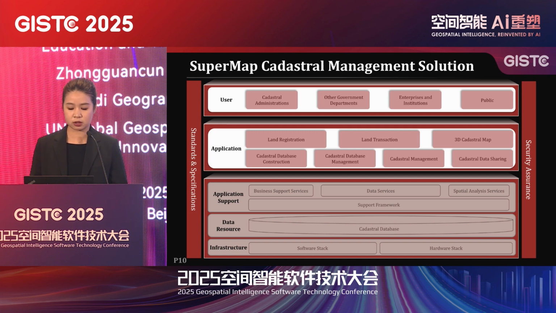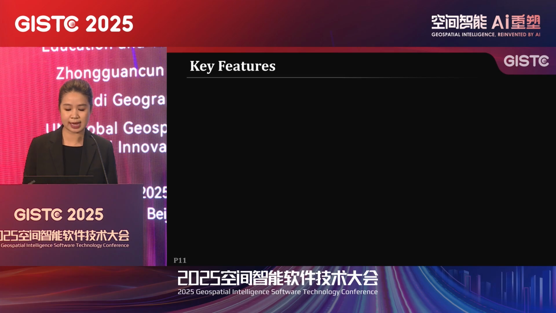This diagram shows the overall structure, highlighting the key layers: infrastructure, data resource, and application support at the backbone, with a focus on the application layers and the users, which are the core of our solution. Our users include government agencies, enterprises, institutions, and even the general public. The application of cadastral management is broad, including cadastral database construction and management, business management, data sharing, land registration and transaction, and 3D cadastral map. Due to the limited time, we introduce the key features in this section.